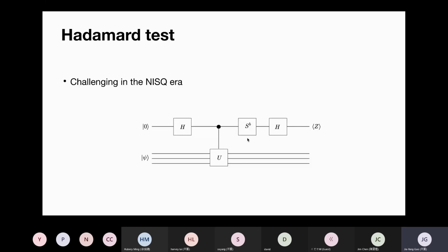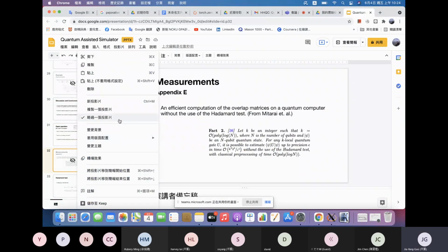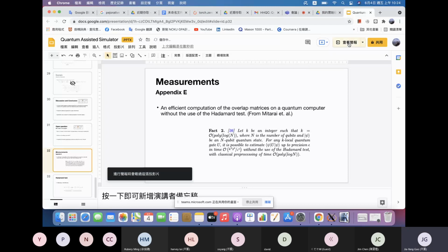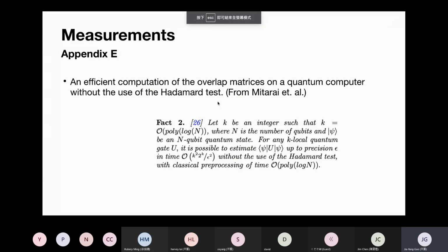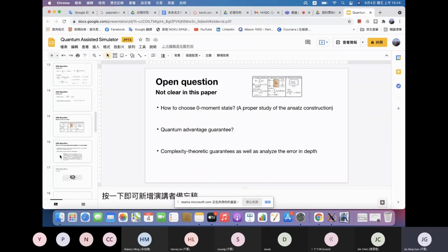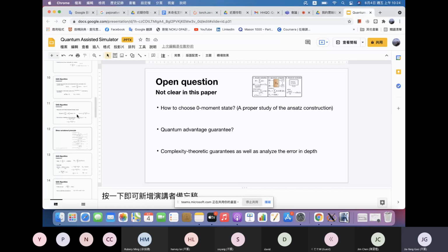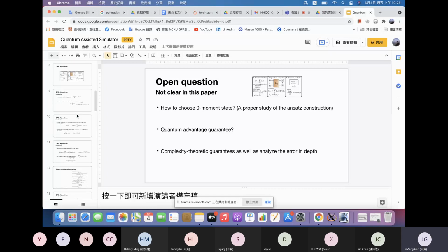So in this paper, they have some claim that you can replace the Hadamard test with some direct measurement, because we know that the Hadamard test is an indirect measurement, and they have constraints.